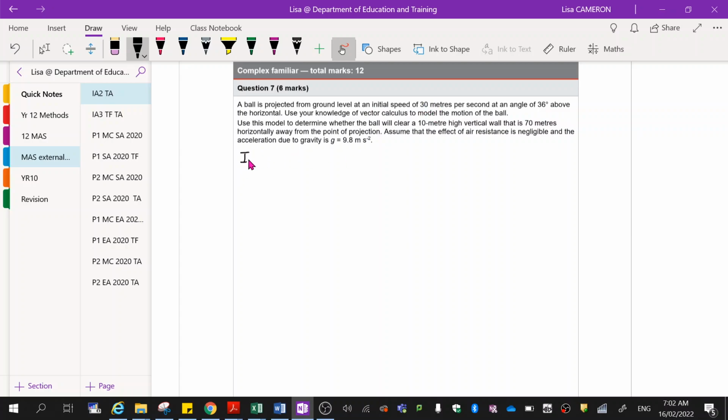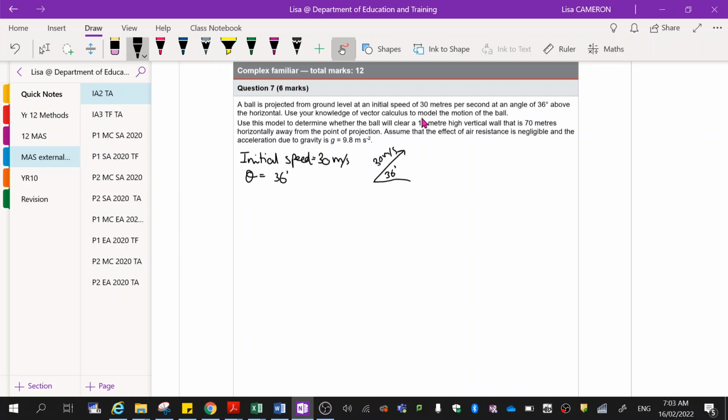So a ball is projected from the ground level at an initial speed of 30 meters per second at an angle of 36 degrees above the horizon. If I start to think about this as a diagram, here's my horizon. That's the vector that is going at 30 meters per second, and there's an angle of 36 degrees in there.